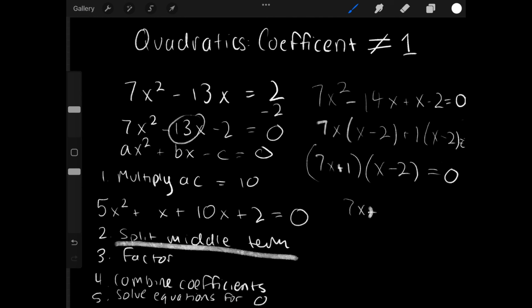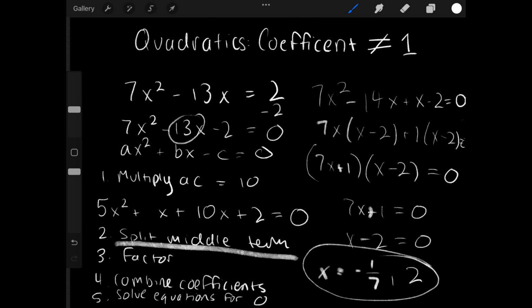And then solve the equations for 0. 7x plus 1 is equal to 0. x minus 2 is equal to 0. So in this equation, we're going to get x is equal to -1/7. And in this equation, we're going to get x is equal to 2. So finally, we have our two solutions using these 5 steps of the quadratic equations when the coefficient is not equal to 1.